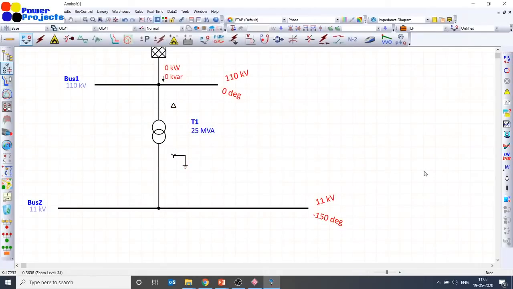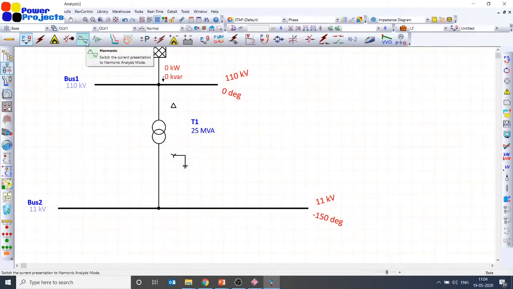So how does this vector group impact our harmonics? That's also an important reason, because a delta star transformer eliminates third and multiples of third harmonics. That's the important point which I am trying to stress here. That's also a real reason why I have taken this delta star transformer. Okay, so I have completed a load flow analysis without load. That's fine anyway. So let me run a harmonic analysis as well.